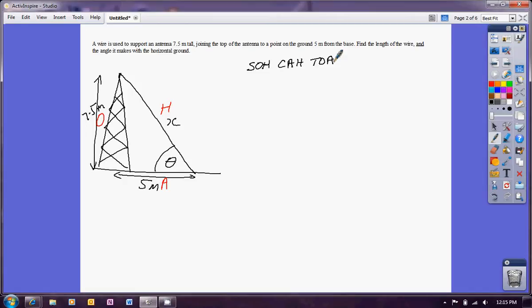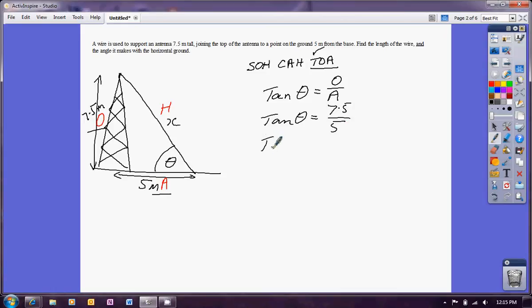First thing with this problem is to find the angle itself. And to find the angle, we have two sides to work with. We have the adjacent and the opposite. Opposite and adjacent makes it a tangent problem. Let's write down our tan ratio. Tan of theta equals opposite over adjacent. Filling in the details that we know, tan theta equals 7.5 over 5.